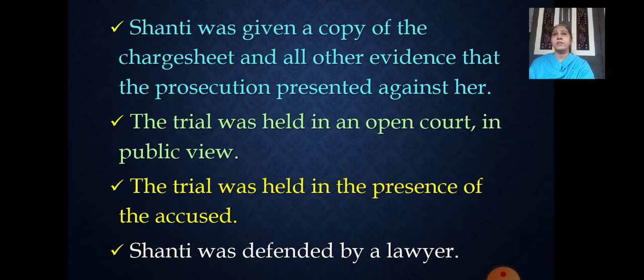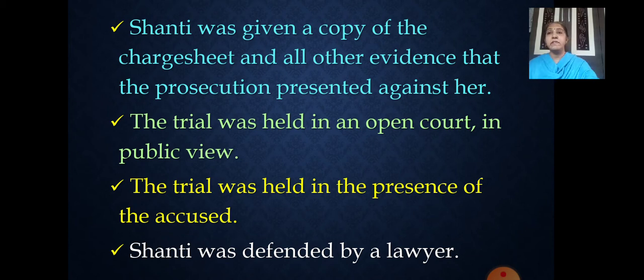Now let us look at Shanti's case as described in the story and identify the essential elements of a fair trial. What are the essential elements that are required in a fair trial? Firstly, Shanti was given a copy of the charge sheet and all other evidence that the prosecution presented against her, right? Shanti was aware of the charges put against her and all the evidence the prosecution presented. Then what was done next? Shanti was charged with the offense of theft, which was defined as a crime in the law, correct?